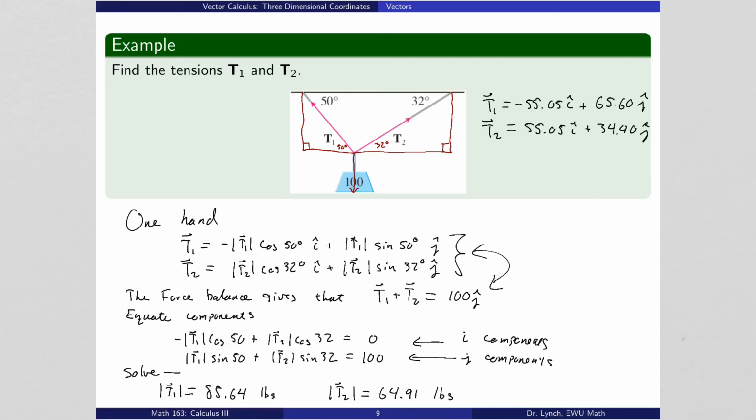Then we'll plug them back into our given equations for T1 and T2 to find that T1 is negative 55.05 i hat plus 65.60 j hat, and T2 is 55.05 i hat plus 34.4 j hat. And you can see quickly that those balance to 0 force in the i direction and 100 pounds in the j direction, as desired.